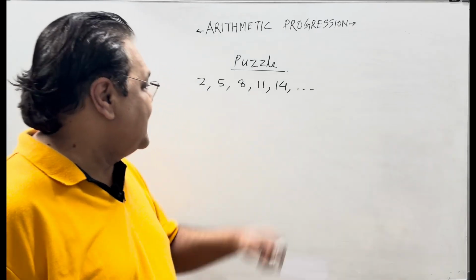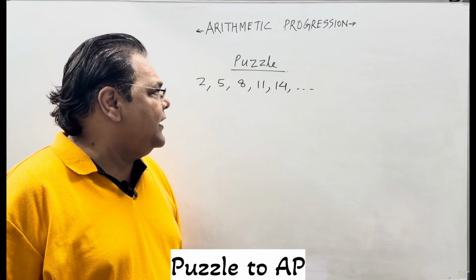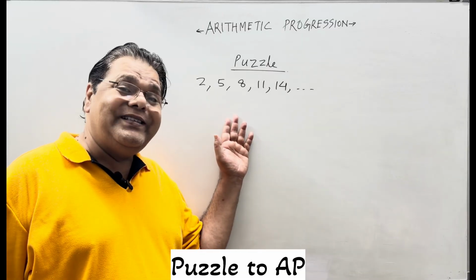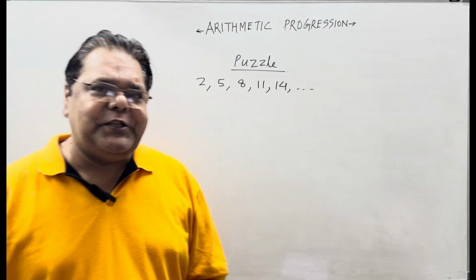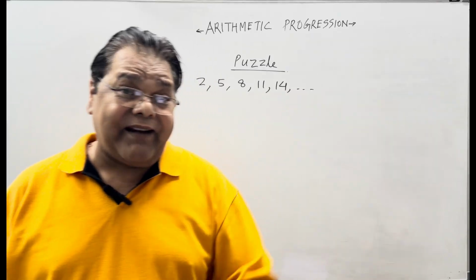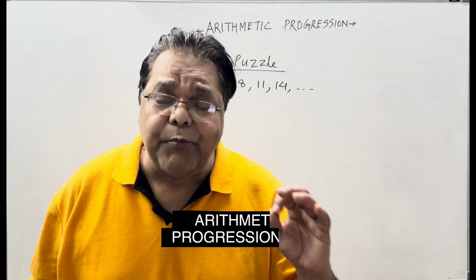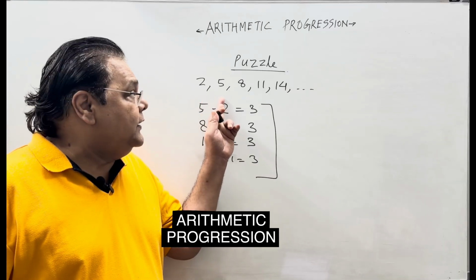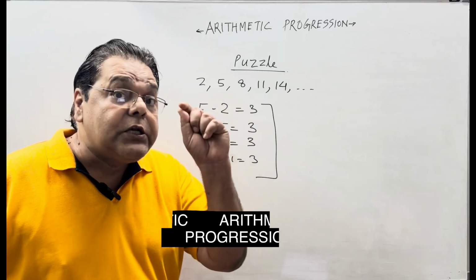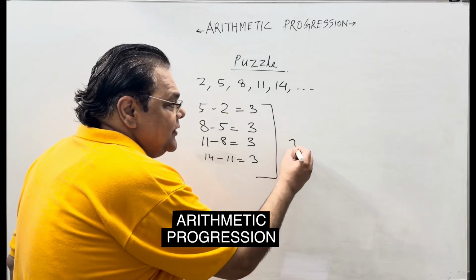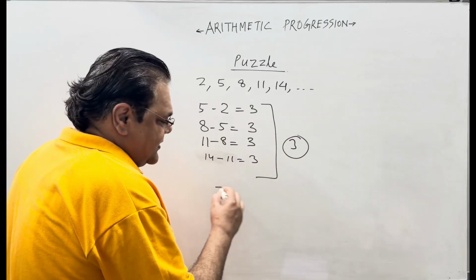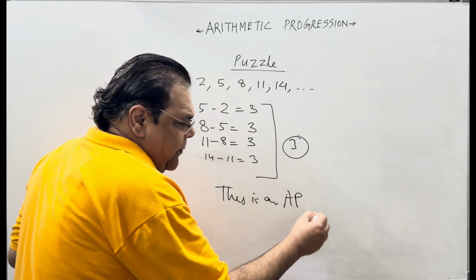Hi, let's solve this puzzle. You see the numbers 2, 5, 8, 11 and 14. What do you see here? I know you will say 3 is being added every time. Exactly. And that constant addition is the soul of the arithmetic progression. The difference between the consecutive terms is a constant, and that is 3. This is an arithmetic progression.